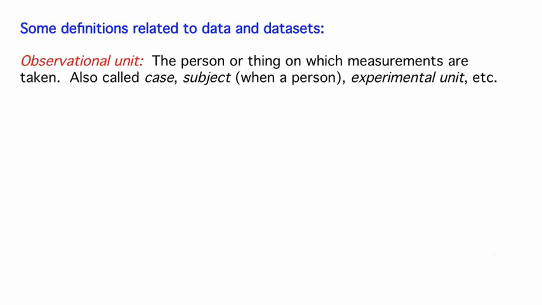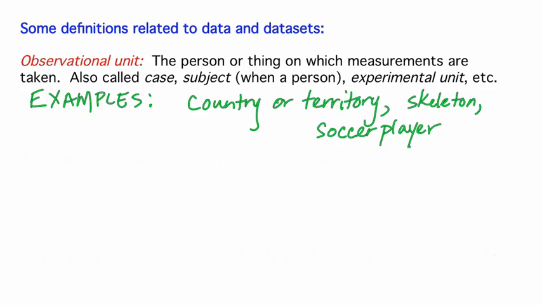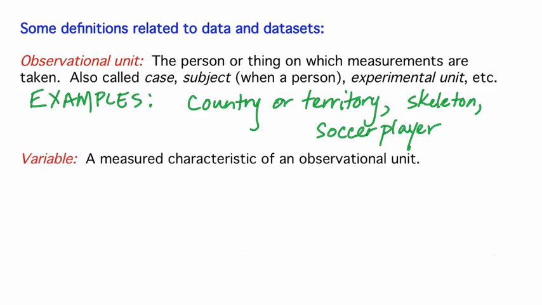are commonly used. Examples of observational units that we've encountered already include country or territory in our life expectancy data, skeleton in our anthropological data, and soccer player in the data of salaries of New York Red Bulls players. When we talk about a variable, we're talking about a characteristic that we've measured on an observational unit.